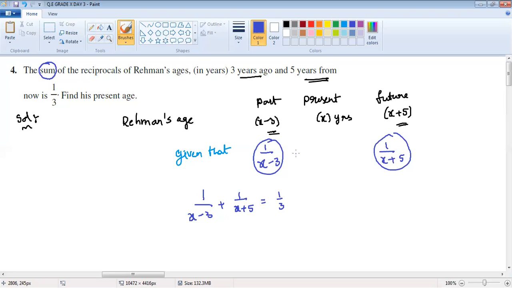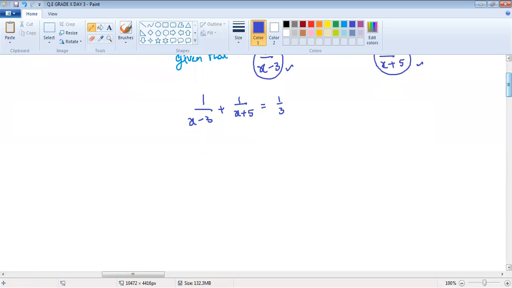Remember, whenever it is subtracted, the fraction value will increase automatically. When it is addition, the value will decrease. So when they say difference, this is the highest one, this is the least one. That is not what we are taking now. We are going to take the summation. So can you tell me what is the LCM of these two?